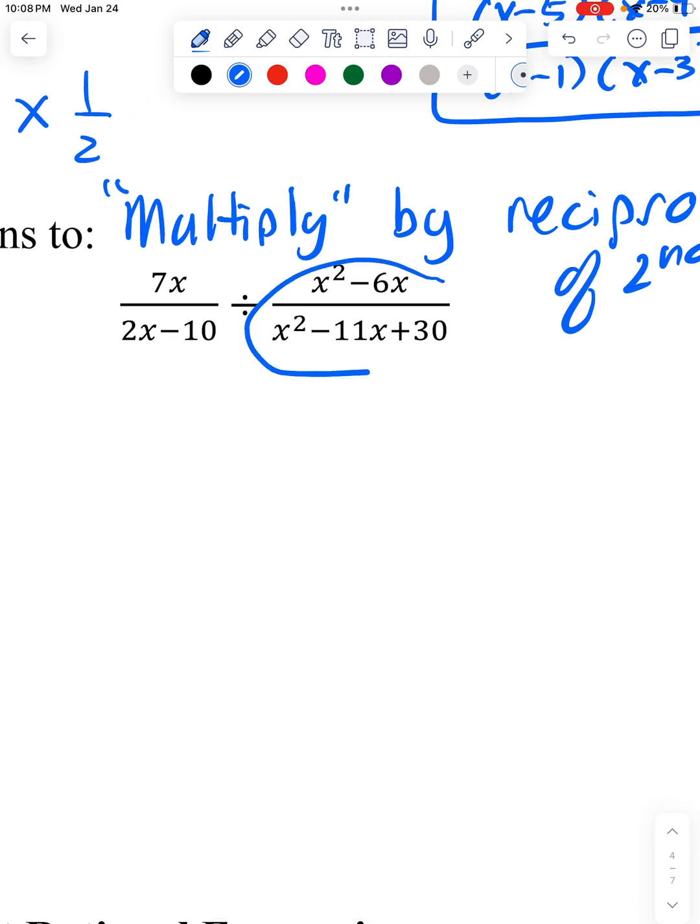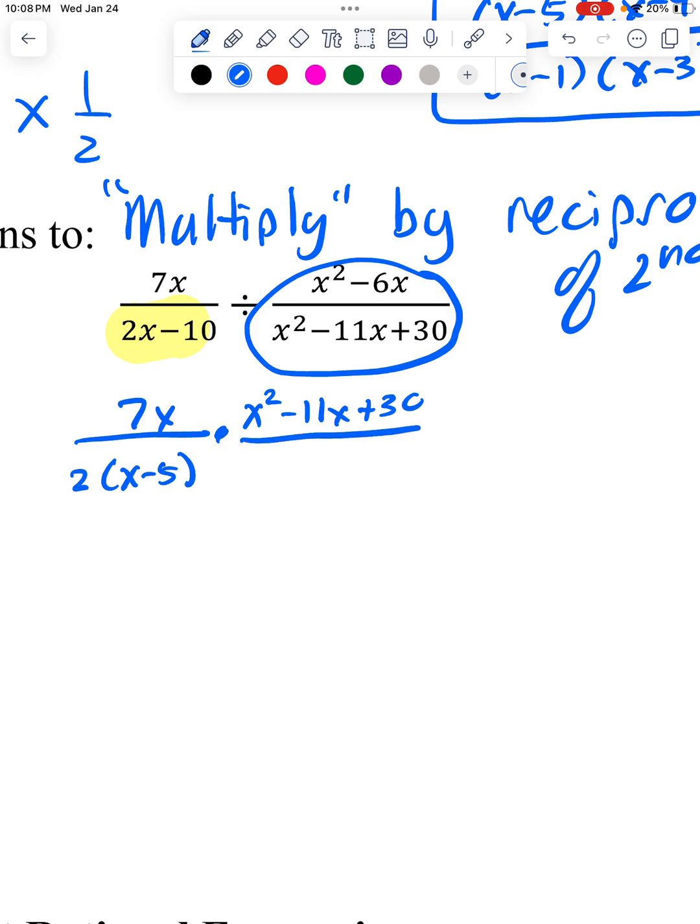So same thing here. I'm going to multiply by the reciprocal of this. So as I go, I'm going to go ahead and pull the GCF out of this bottom left, and I'm going to take out the 2, leaving me with x minus 5. Now I'm going to flip these around. So this x squared minus 11x plus 30 is on top, and the x squared minus 6x is on the bottom. So I need to factor those also.